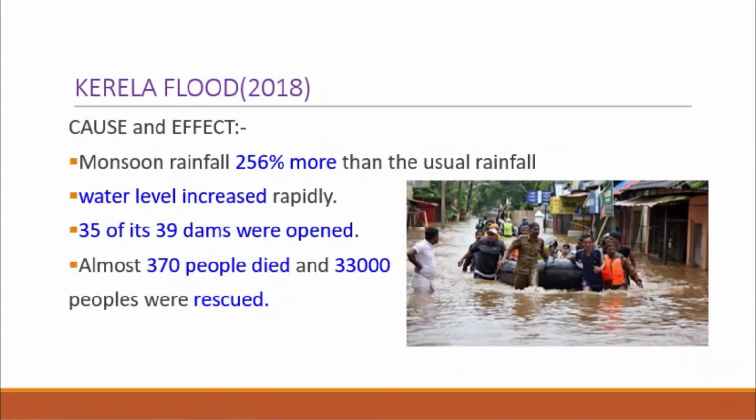Now next I am going to talk about the Kerala flood which occurred in 2018. In this flood, almost 370 people died and 33,000 people were rescued. The main cause was heavy rainfall. This time the rainfall was 256% more than the usual rainfall, and the water level increased.